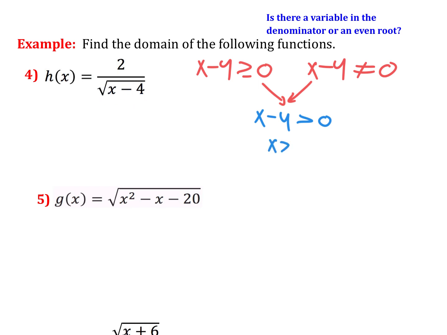So when we solve that out, x is greater than 4. So as an interval, you'd get 4 to positive infinity. Now the 4 here gets a parenthesis because that was strictly greater than, not a greater than or equal to.